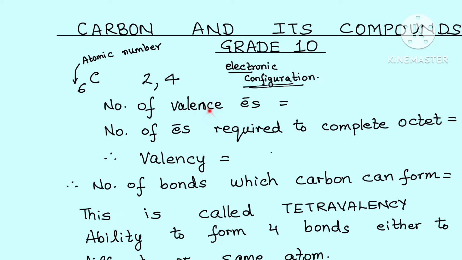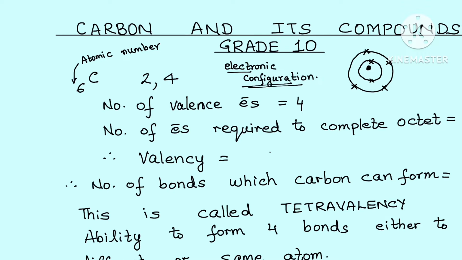Valence electrons, the number of electrons in the outermost orbit. If you see in the case of carbon, if this is the nucleus, this is the first orbit with 2 electrons and this will be the second orbit with 4 electrons. Now, which of these is the outermost orbit? Yes, the second one, and that is called the valence orbit. That means the outermost orbit. Now, how many electrons are there in that orbit? 4. So, the number of valence electrons over here is 4.